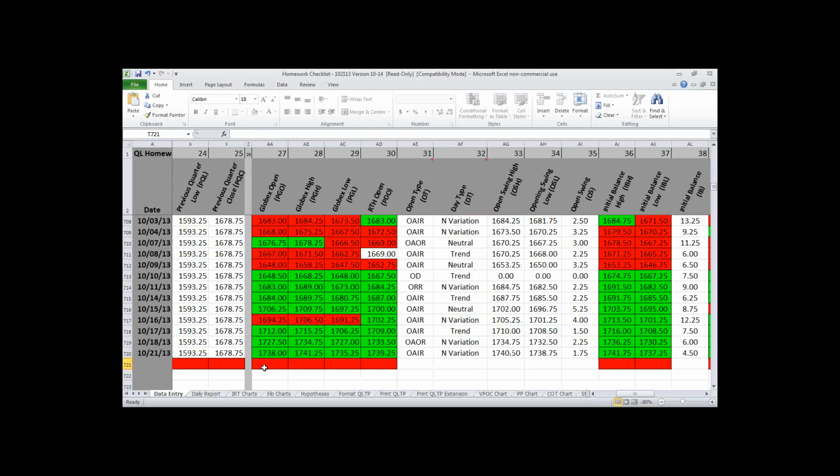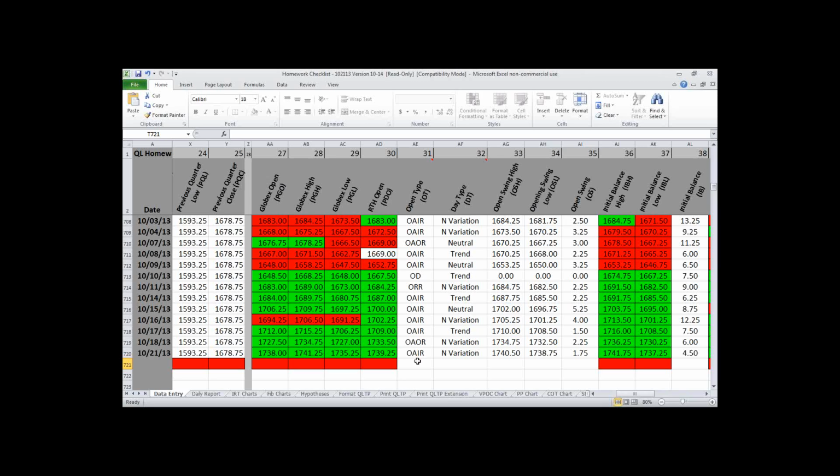Our intraday, yesterday we opened the Globex at 1738. We had a high in Globex at 1741.75. Our Globex low 1735 1/4, and we opened at 1735, 1739.25 in the RTH session, and you can see these numbers have been, other than this lower Globex session, trending higher for the last 8 days.